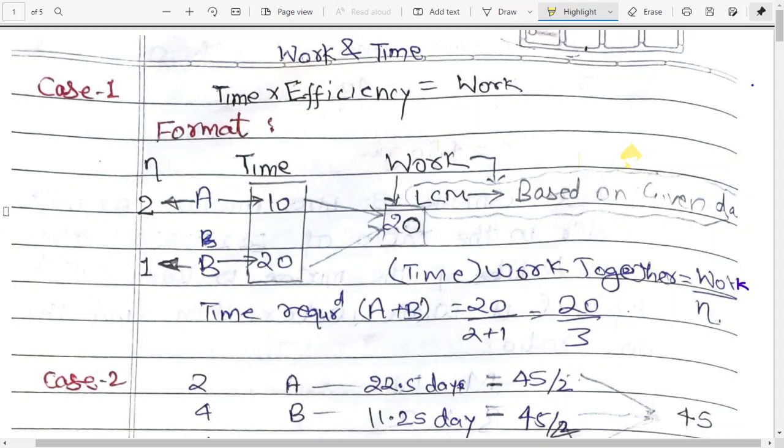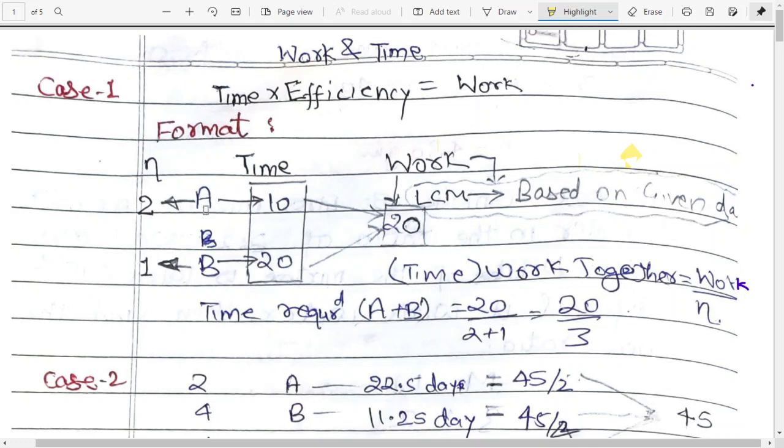In any question that is given, make sure you make a pattern of this type. In the first column you have efficiency, meaning the person involved in performing that particular work. After that you check the time, what time was required, and what the total work is that you need to perform. Once you are done with this pattern and format, you need to feed in the data.